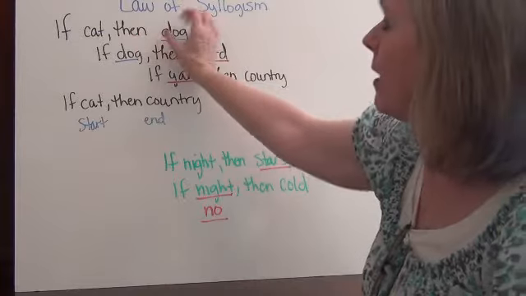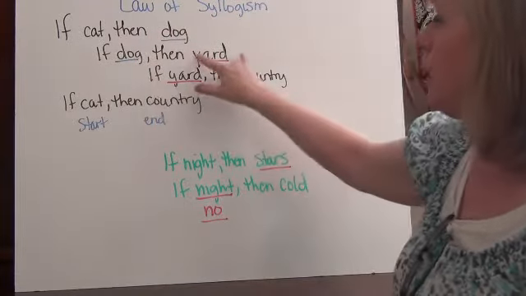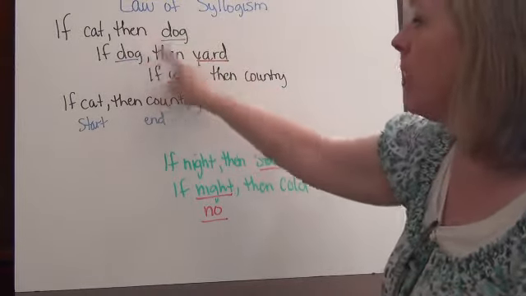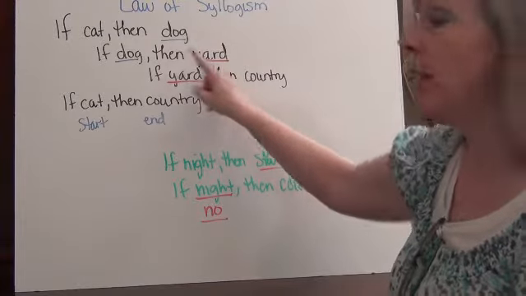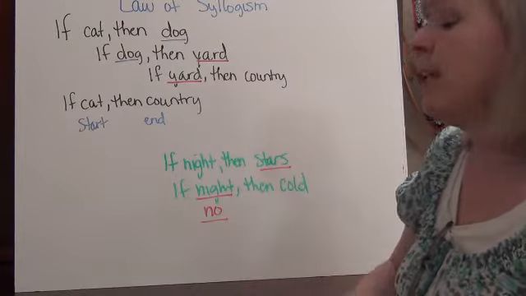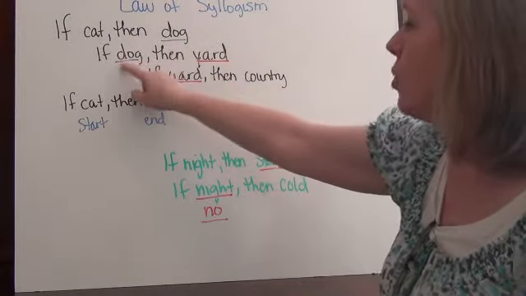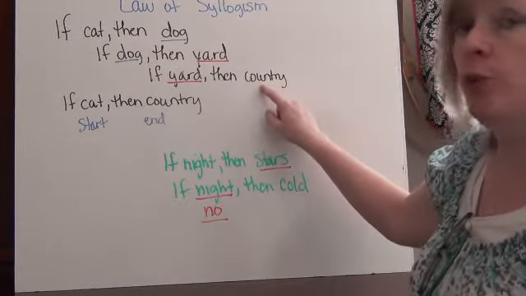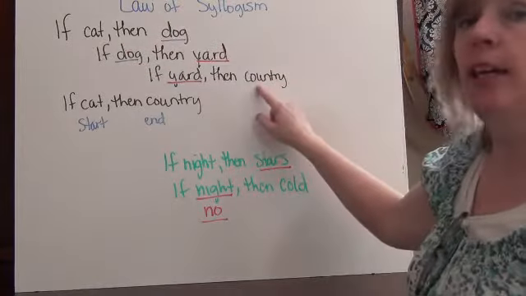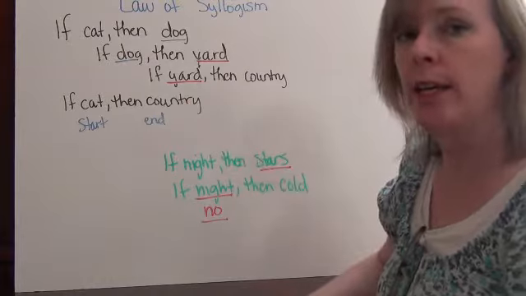See how the conclusion of this one became the hypothesis of this one? The new conclusion here became the new hypothesis of this one. This is a chain that you have to create with the law of syllogism. If we don't create that chain by bringing it over and repeating it, then we would have to say no conclusion. But because I went if cat then dog, if dog then yard, if yard then country, I kept the chain, I can now go if cat then country. I can cut all of that out in the middle. Okay? I can put the start and the end together.